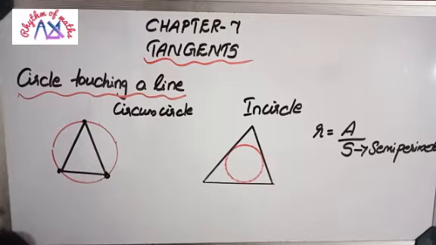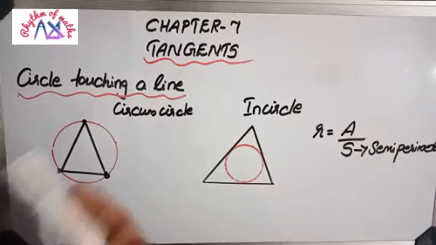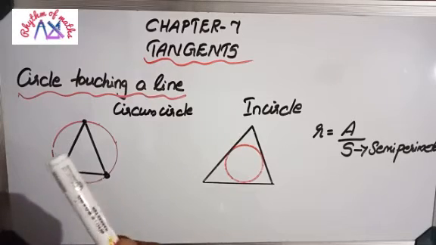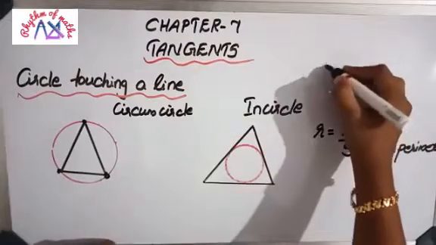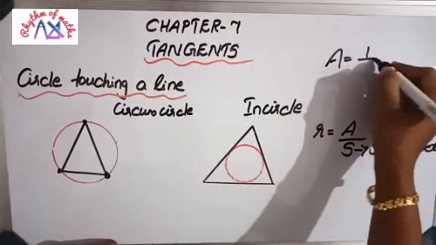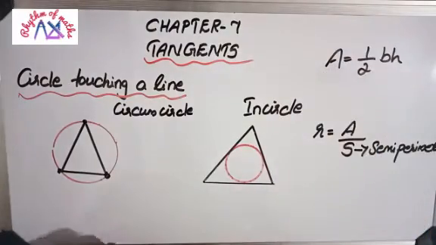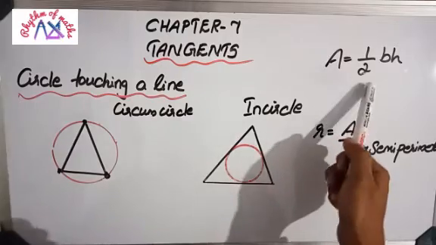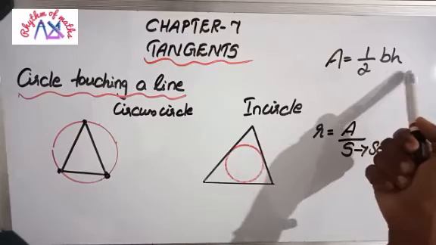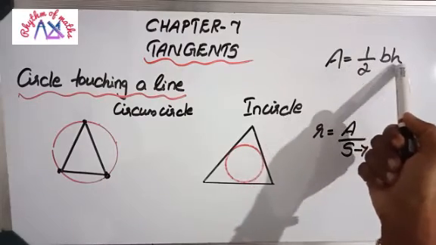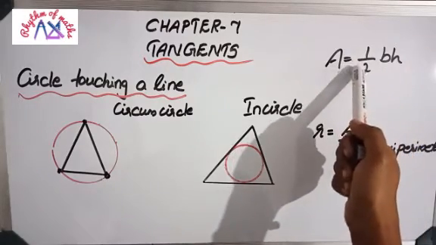One more equation is there, that is Heron's formula. That means our normal equation for the area of a triangle. When you have a question to find the area of a triangle, what will you do? You will use the equation half BH. But half BH you can apply only when you know the base and height.